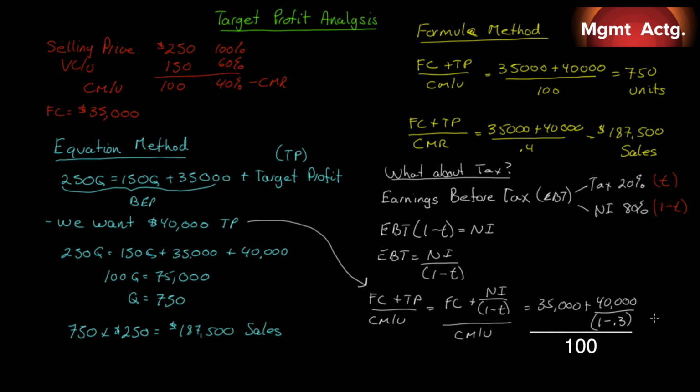And now all we have to do is simply solve it. We get 921.43. And this is a good lesson so far. When we have an odd number like this for units, round it up. Go to 922. So let's take our 922, multiply it by our selling price of $250, and that'll give us $230,500. That's our target in sales. So target profit really isn't that much more difficult after tax than it is before tax.